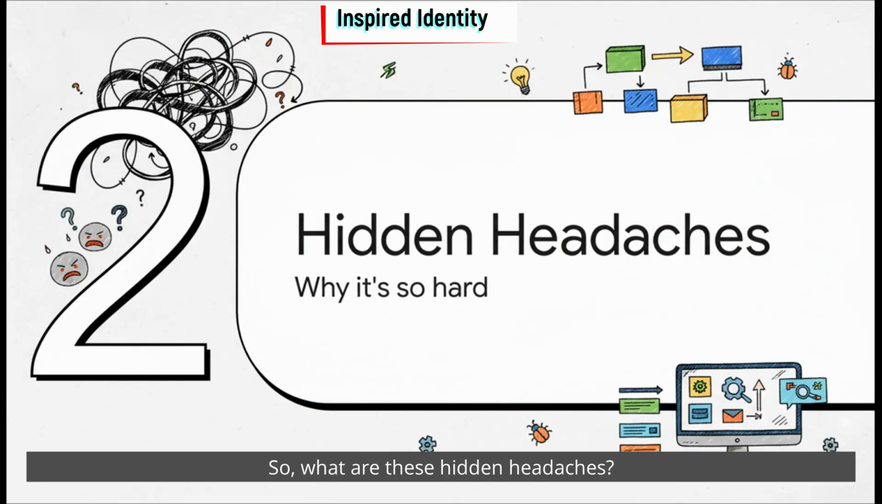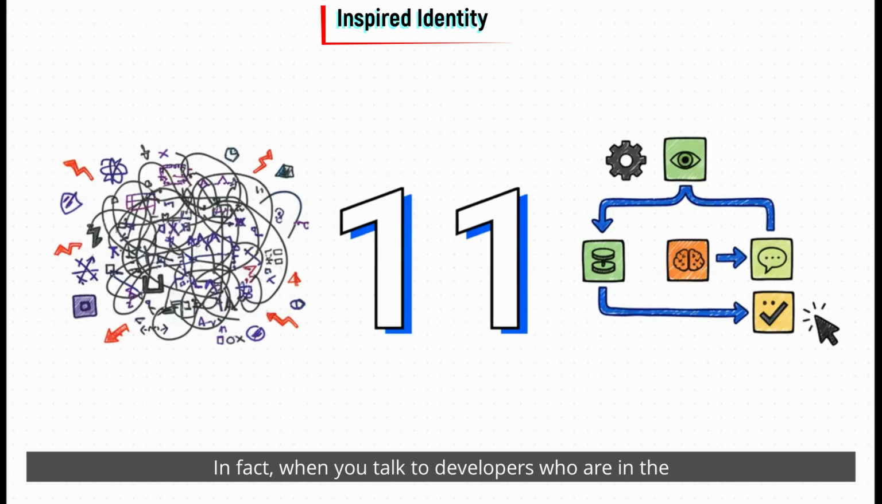So what are these hidden headaches? I mean, what makes this so much harder than just hooking up a chatbot to an API? Well, it's not just one thing. It's a whole bunch of really annoying, time-sucking issues that pop up the second you try to build something that's actually useful. In fact, when you talk to developers who are in the trenches doing this work, you find there are about 11 recurring problems that just keep showing up. These are the things that grind projects to a halt and make reliable agents feel impossible. We're going to group them into 3 big categories.